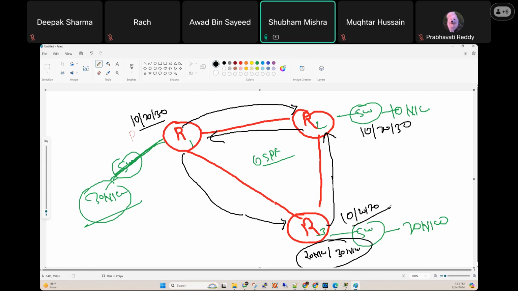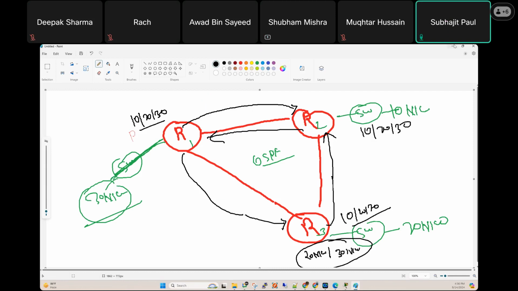It means when you configure any dynamic routing protocol, every router is sharing its complete network information with each other, or you can say with its neighbor. So that's the reason now every router knows about every network. So that is the benefit of dynamic routing protocol. Clear? Everyone tell me. Yes.